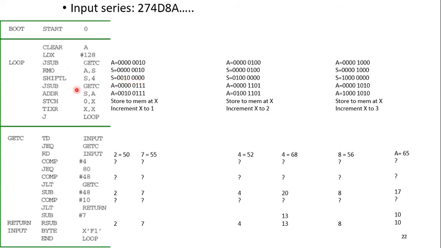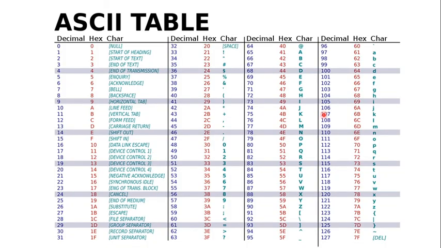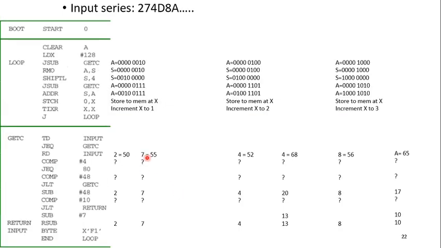Again you are calling getC. You are jumping to getC again. Come here and read the next value. The next value is 7. Read that 7. Again compare. What is the decimal equivalent of 7? It is 55. You can also make it out from this table. The decimal equivalent of 7 is 55.